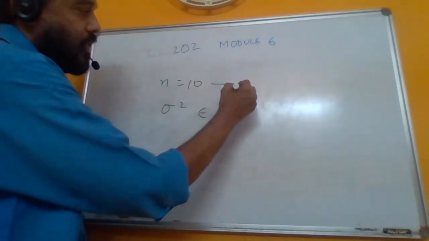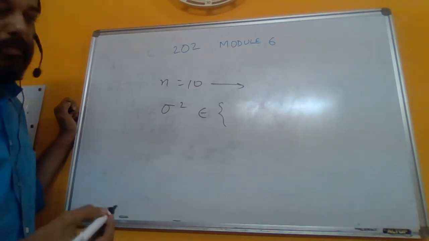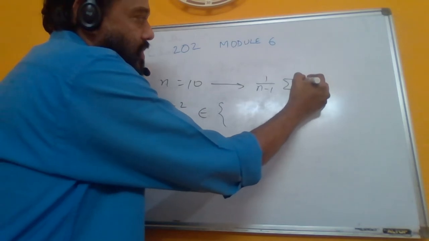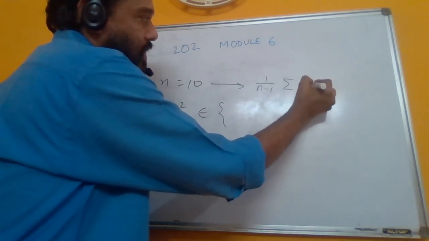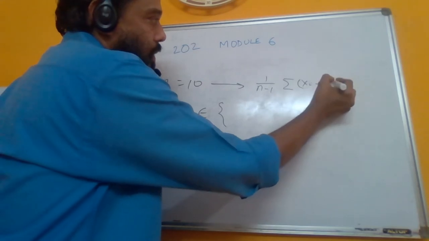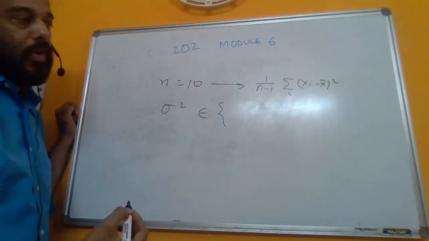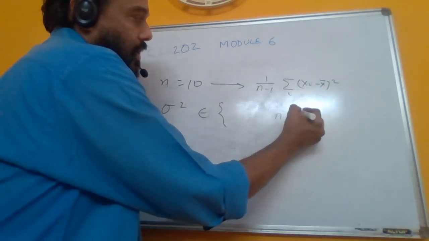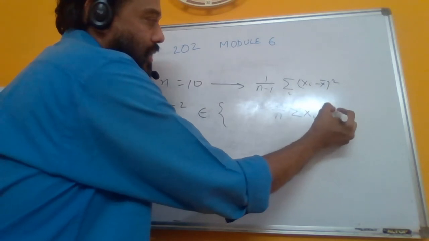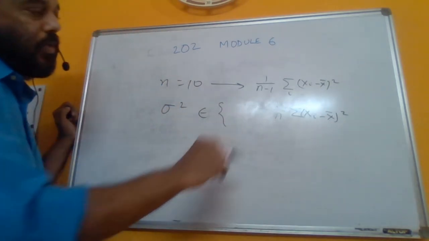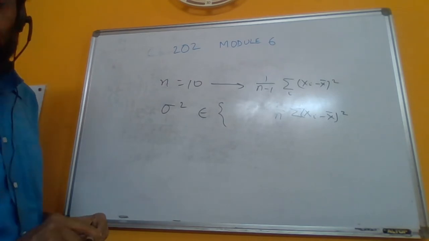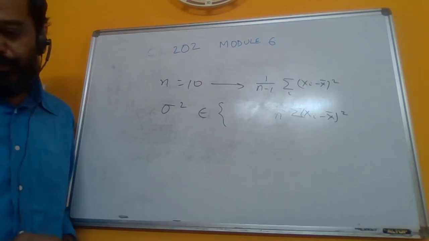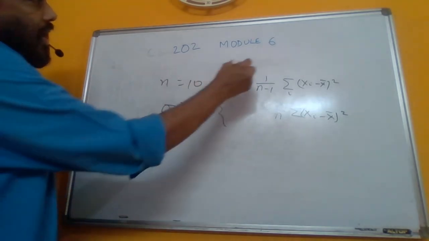What is the point estimate of a population variance? A point estimate of the population variance is simply 1 over n minus 1 times the sum of x_i minus x bar, the whole square, which is the sample variance. Or you could use the maximum likelihood variance, if you state clearly that you're using the maximum likelihood estimator. These both are point estimates. This one is unbiased, and this one is going to be biased. So that was part A.